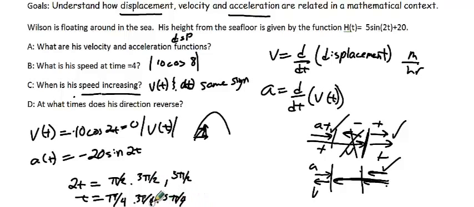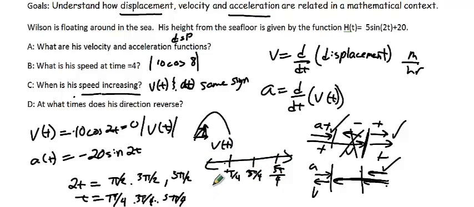Alright, so once we've got that, we're making a velocity chart. So here's v of t. We're going to put our numbers on there: pi over 4, 3 pi over 4, 5 pi over 4, etc. We're also going to make an acceleration chart. And we also have to talk about what the signs are between them. Alright, so let's talk about that really quick.